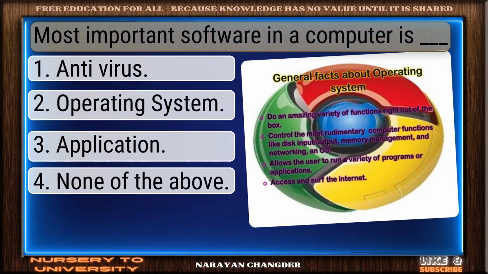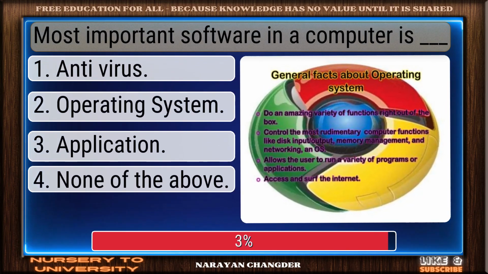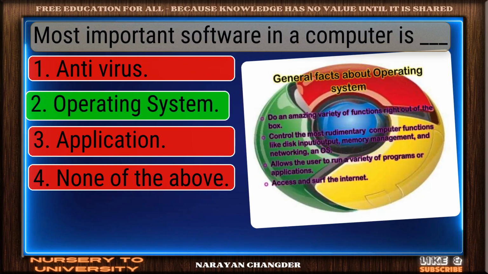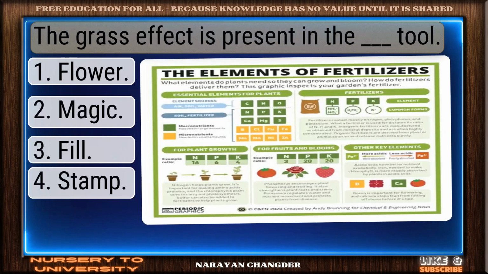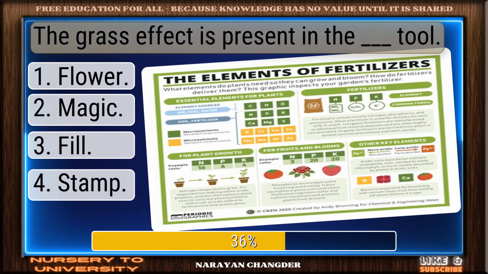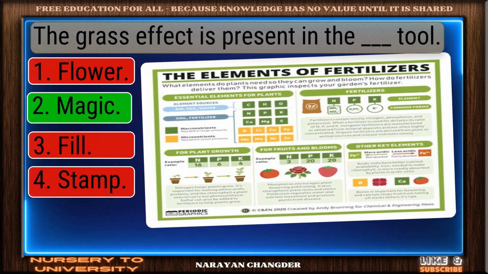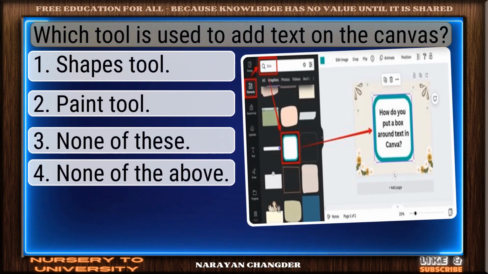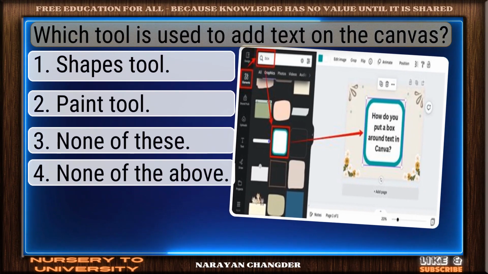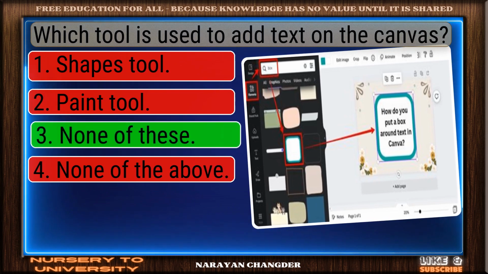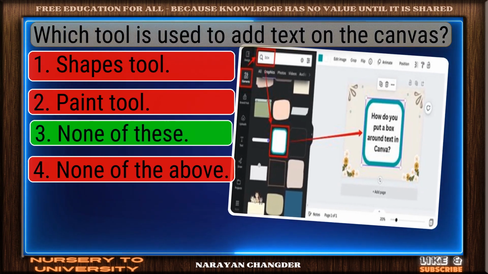Most important software in a computer is Dash. Great thinking. Operating system is right. The grass effect is present in the Dash tool. On track. Magic is correct. Which tool is used to add text on the canvas? Smart move. None of these is accurate answer.